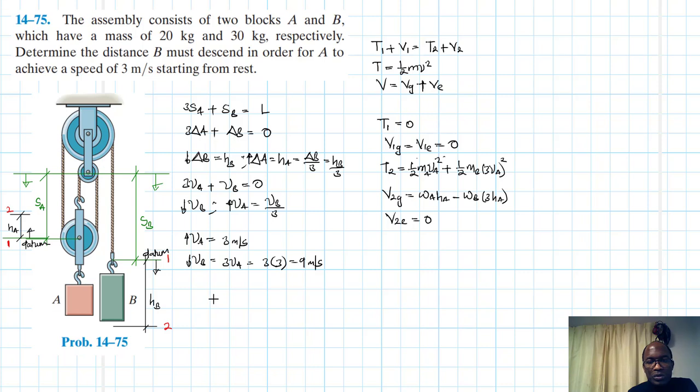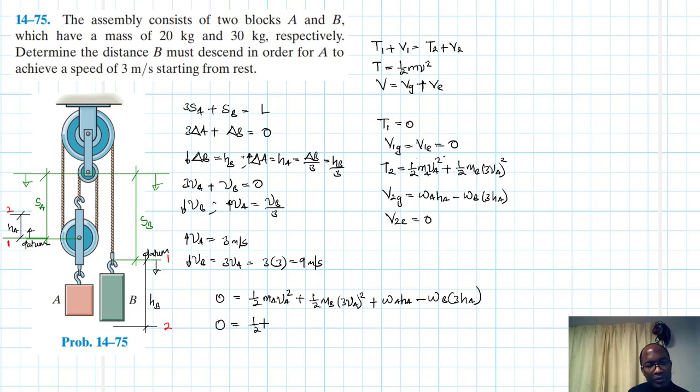So let's put this in one equation. So we'll have a 0 is equal to half MA VA squared plus half MB 3VA squared plus WAHA minus WB 3HA. Let's put numbers there.